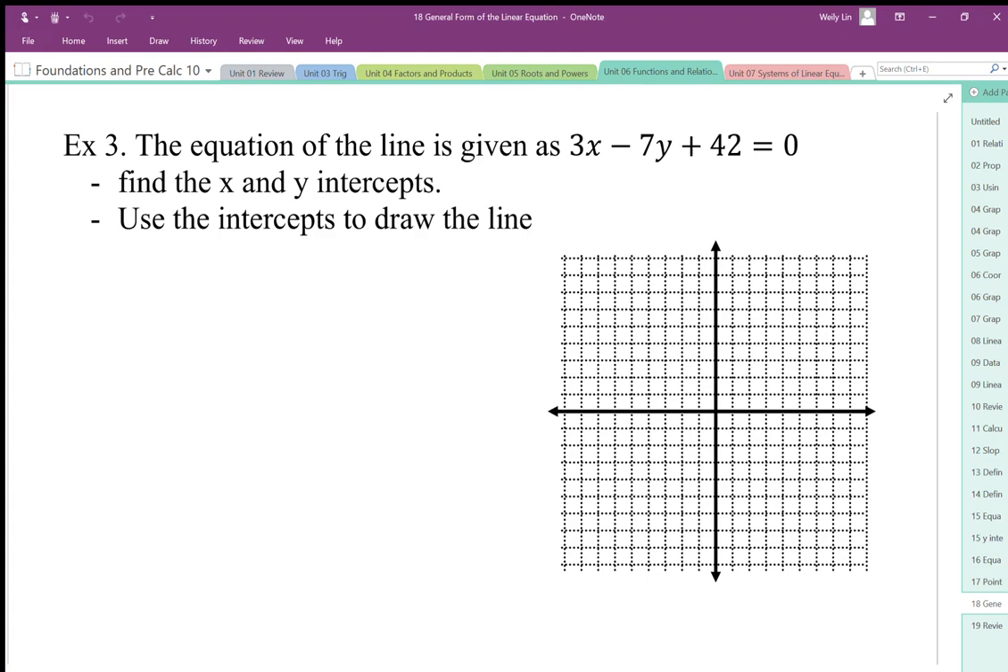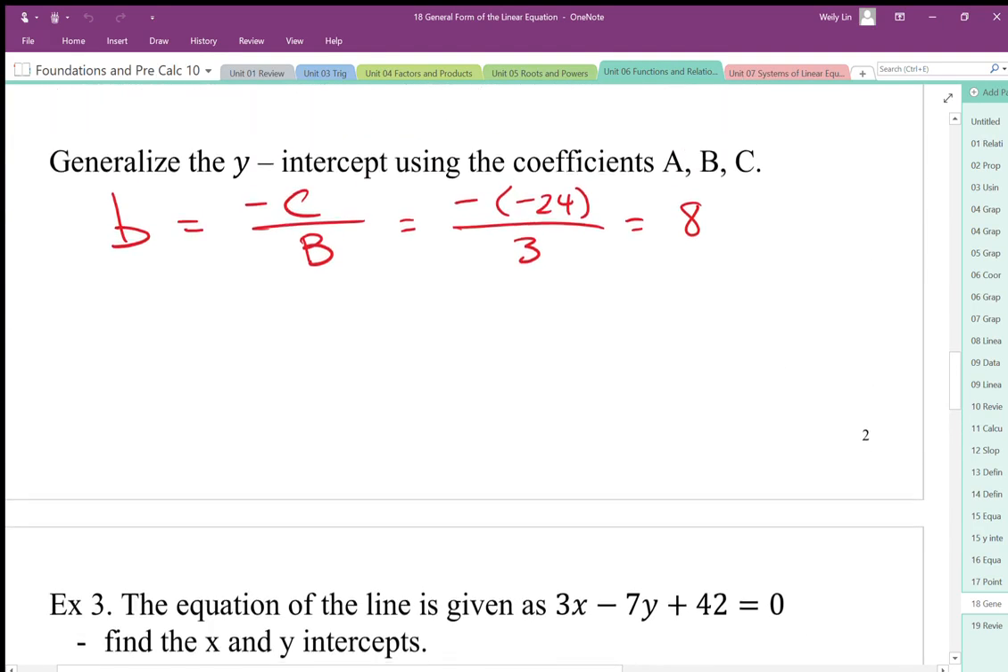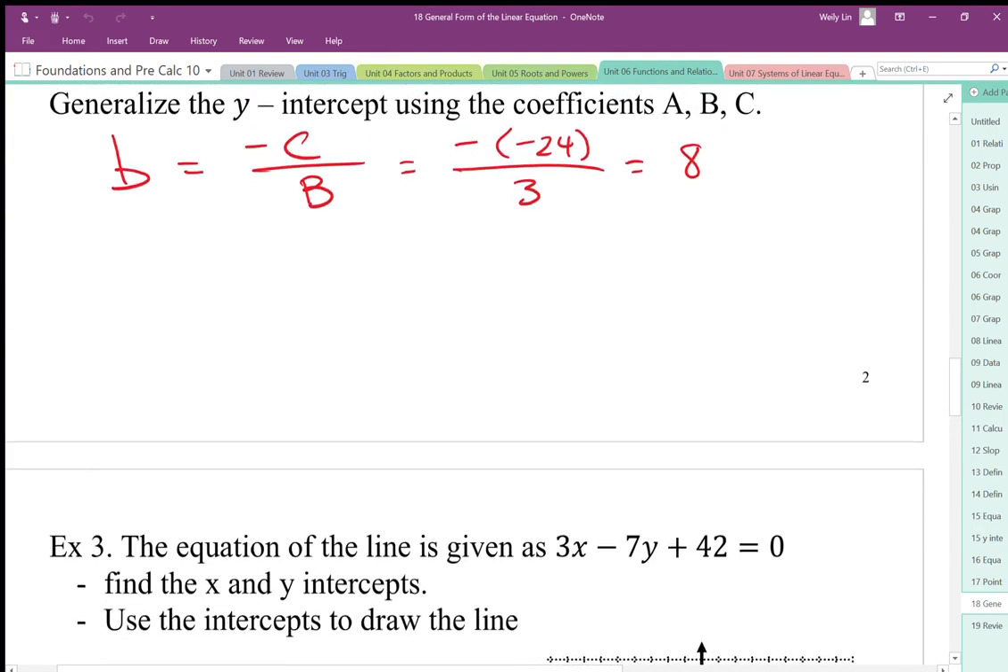The equation of the line is given in general form as 3x minus 7y plus 42, so we can find the x and y intercepts. With the general form, we can use our relationships to find the x-intercepts and the y-intercepts, and essentially they work the same.